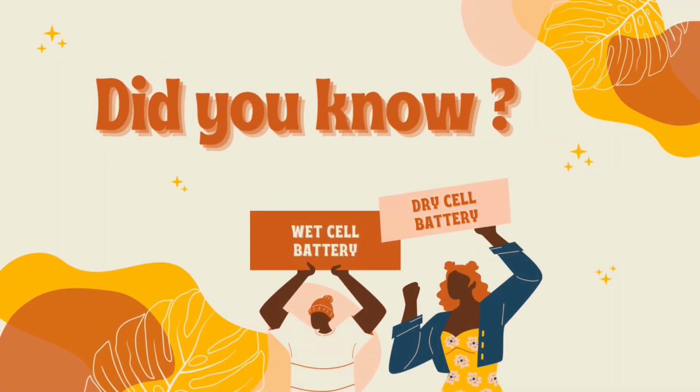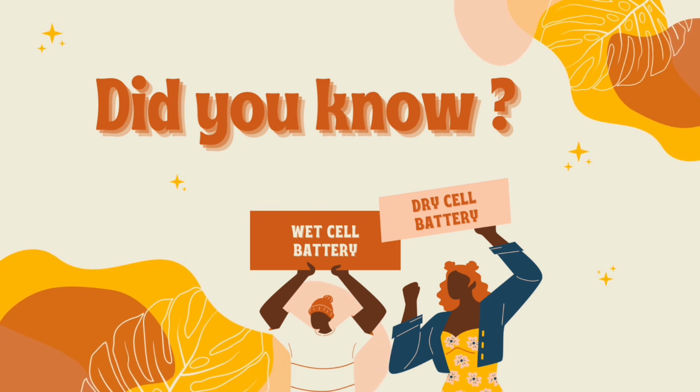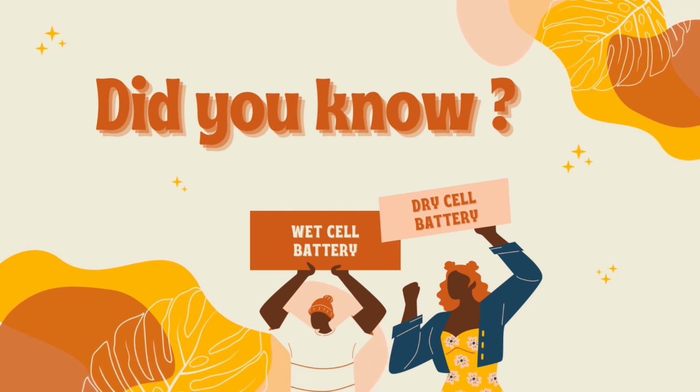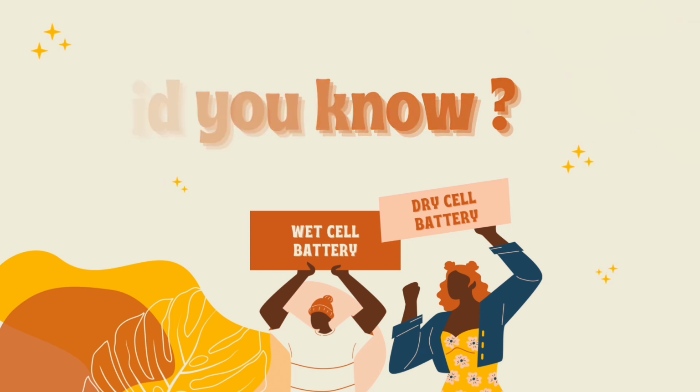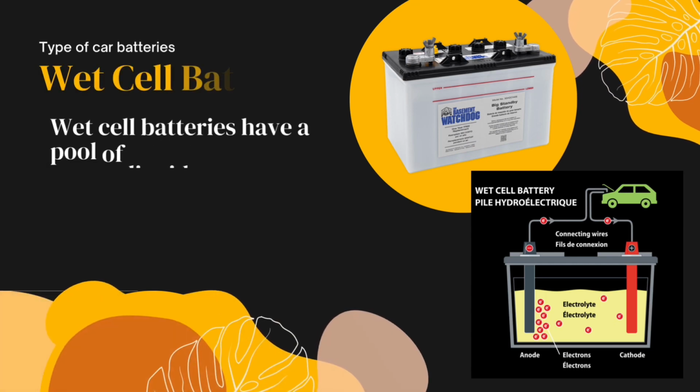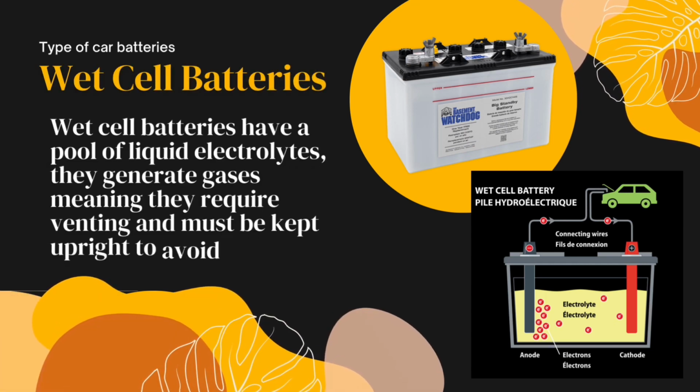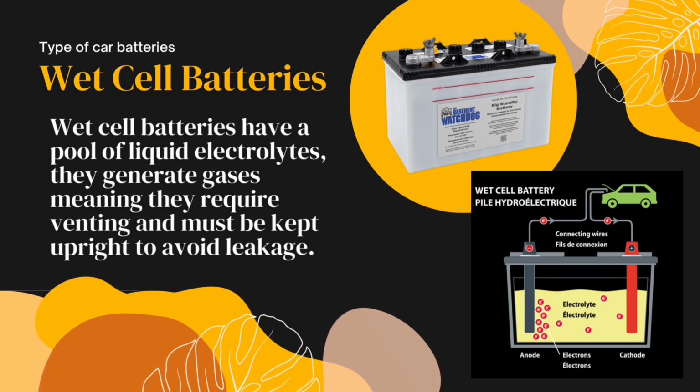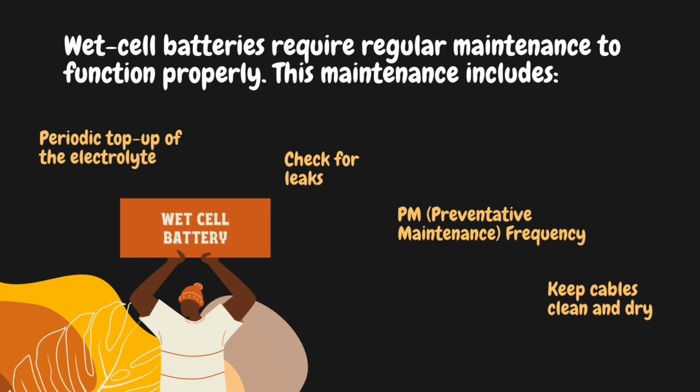So, did you know there are two types of battery in the market, namely wet cell and dry cell? Wet cell batteries get power from liquid electrolyte, while dry cell batteries generate power from moist space. This is wet cell batteries. Wet cell batteries have a pool of liquid electrolytes. They generate gases, meaning they require venting and must be kept upright to avoid leakage. So, wet cell batteries require regular maintenance to function properly.